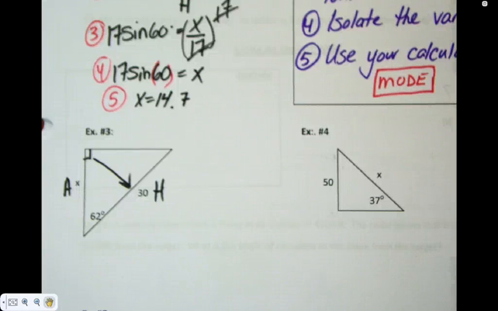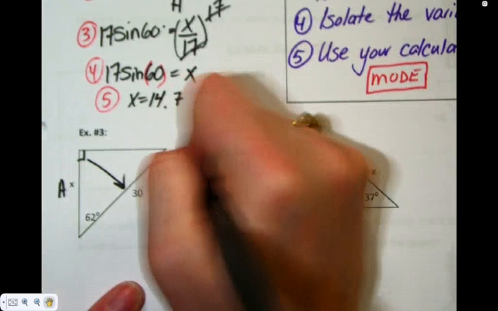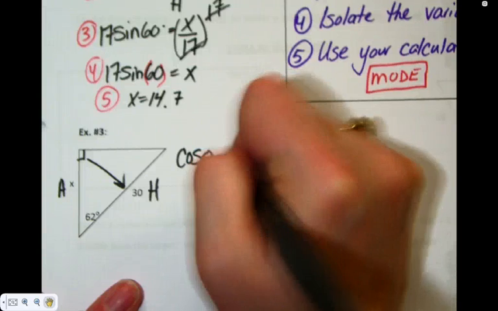Step number 2 is pick a formula. So SOHCAHTOA. You're looking for what are the 2 things you have labeled. A and h. Which formula? Cos. So cos theta is a over h.